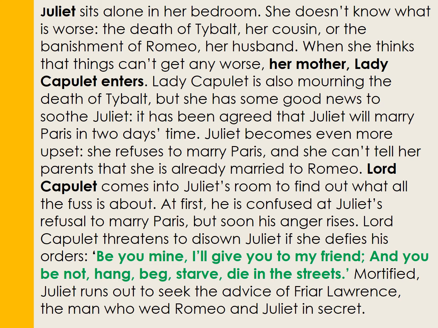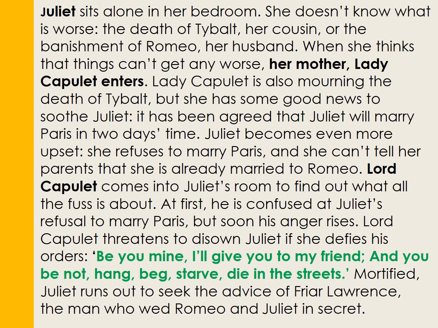When she thinks that things can't get any worse, her mother, Lady Capulet, enters. Lady Capulet is also mourning the death of Tybalt, but she has some good news to soothe Juliet. It has been agreed that Juliet will marry Paris in 2 days' time. Paris the man, not the city. Juliet becomes even more upset. She refuses to marry Paris, and she can't tell her parents that she's already married to Romeo.